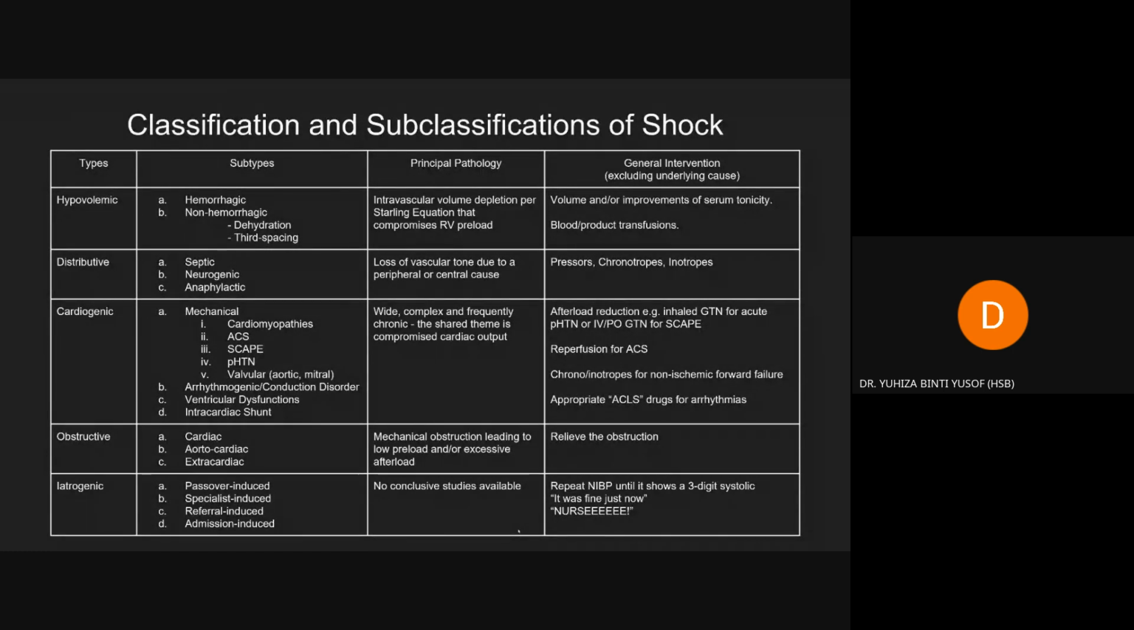But it's worth knowing which kind of patient is easily reversible. So iatrogenic shock is when you want to pass over, suddenly the BP drops and you can't.